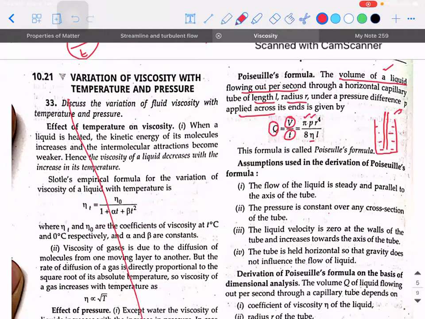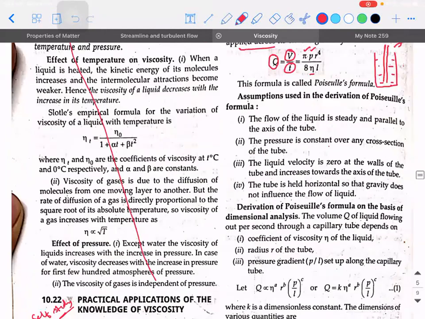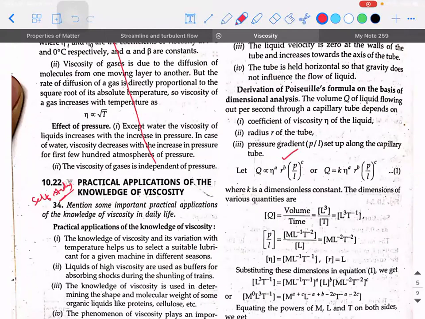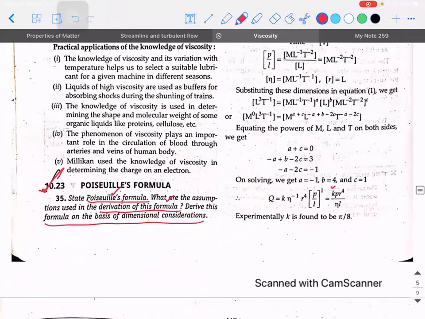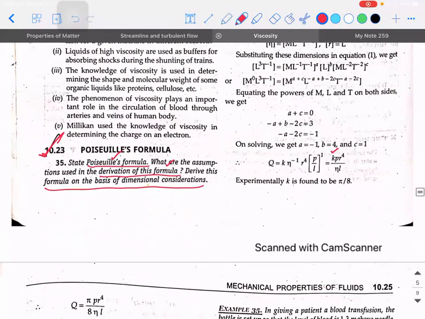Again, as I told you, the derivation is based on the dimensional formula. This part I'm leaving to you. If you just go through it, you can understand it. You will get the value as K times P into R power 4 divided by eta and L, because we know that in dimensional analysis, we cannot find out the value of the dimensionless constants. So it is experimentally found to be pi by 8.